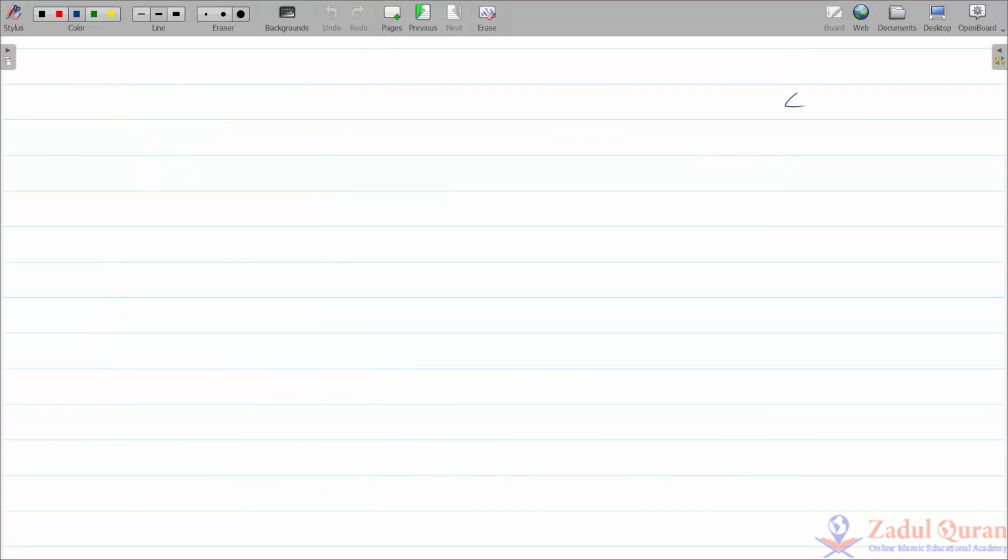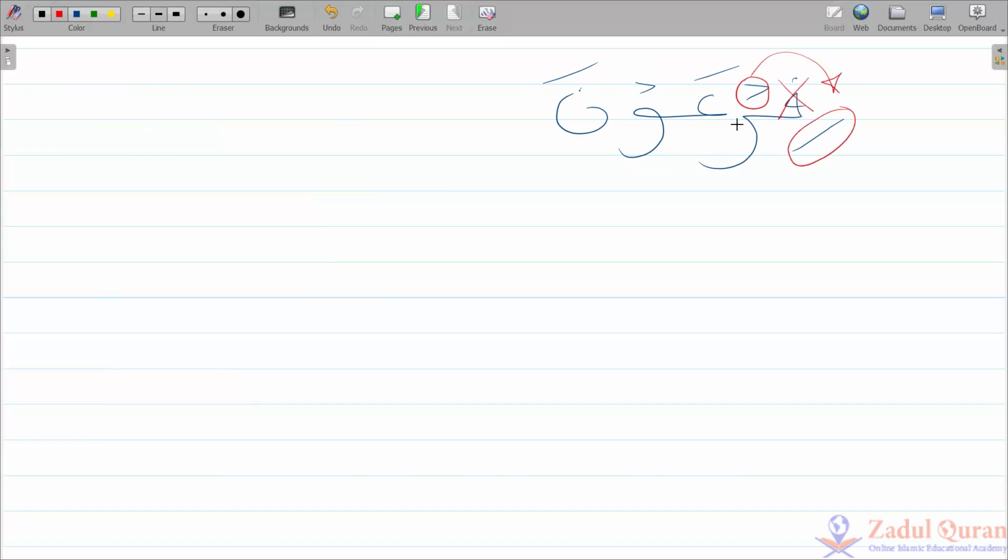For example, we have the word fir'aun. What is the rule of the Ra now? Ra is sakina. The previous one has a kasra. We don't check the letter itself. We check the haraka of the previous. So the haraka here is a kasra, and this kasra is an original. So it has to be a light Ra. So fir'aun with a light Ra, not a heavy one. Fir'aun. You understand?